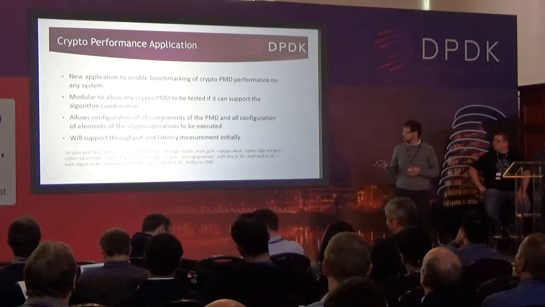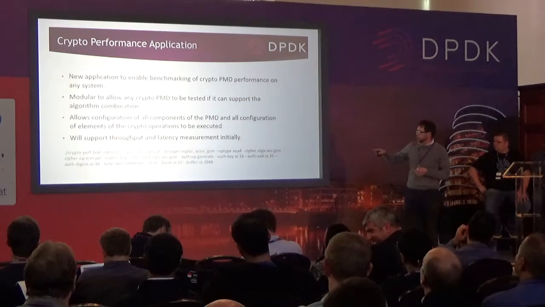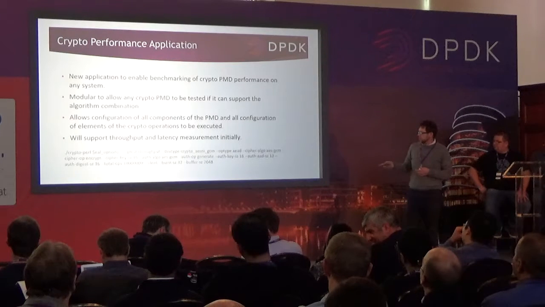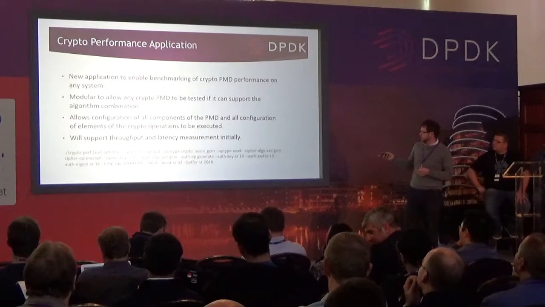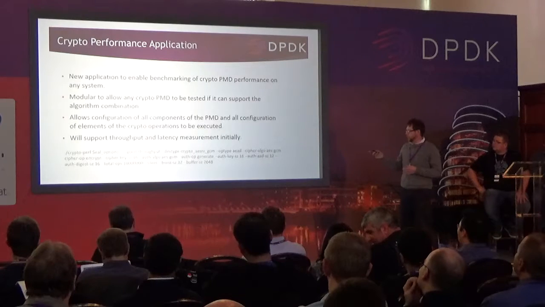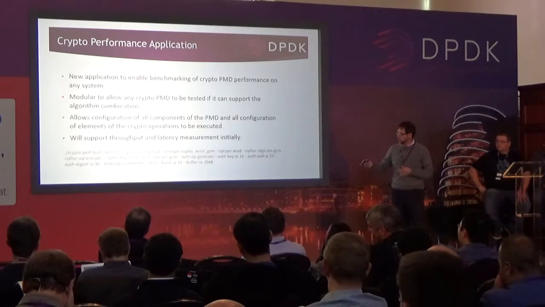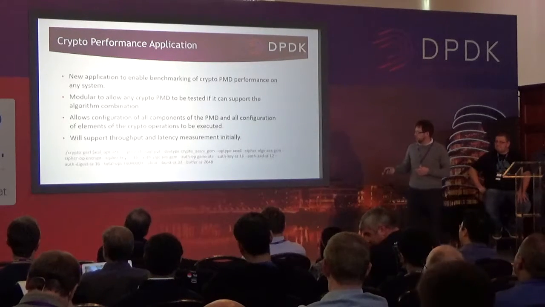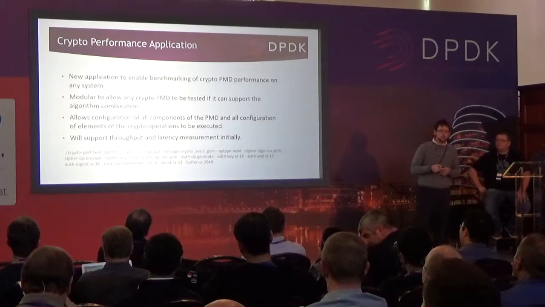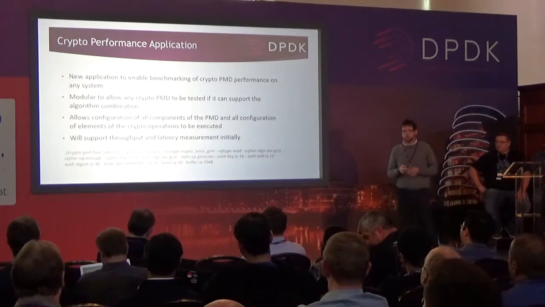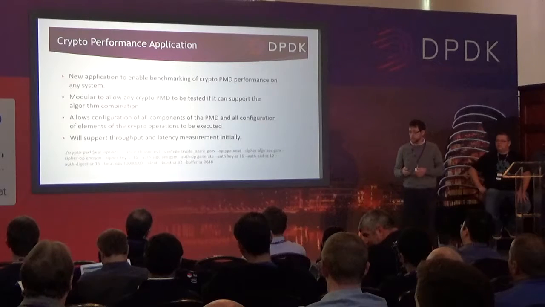And at the bottom, it's just giving an idea of what it might look like. So I'm specifying the performance test, the type of device I want to do the test on, and then the type of crypto operation. And then you can change the number of operations, burst sizes, and buffer sizes, and that'll allow you to get a good feel for the actual performance that's achievable on any particular crypto device that someone's developing.